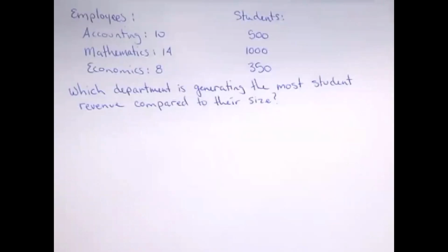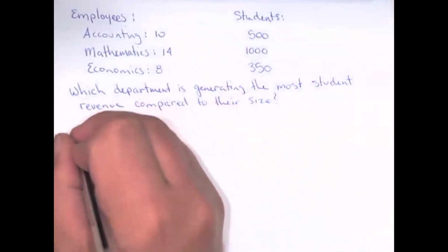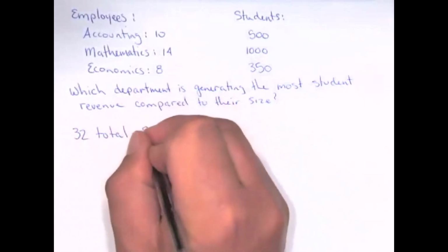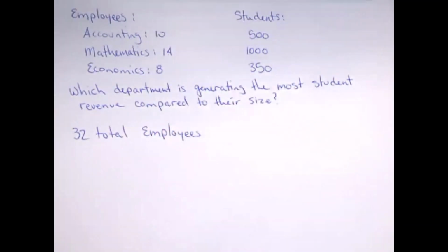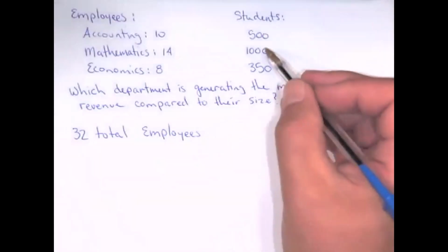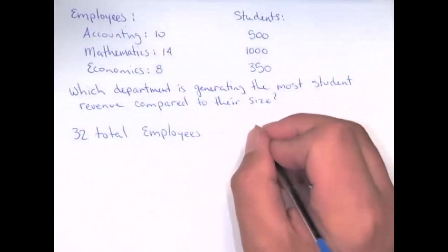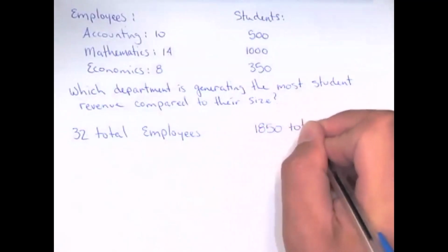So the easiest way to do this is in terms of percentages. So if we add up the accountants, the mathematicians, and the economists, there are 32 total employees. And if we add up our students, we have 500 plus 1,000, that's 1,500, plus another 350, that's 1,850. 1,850 total students.